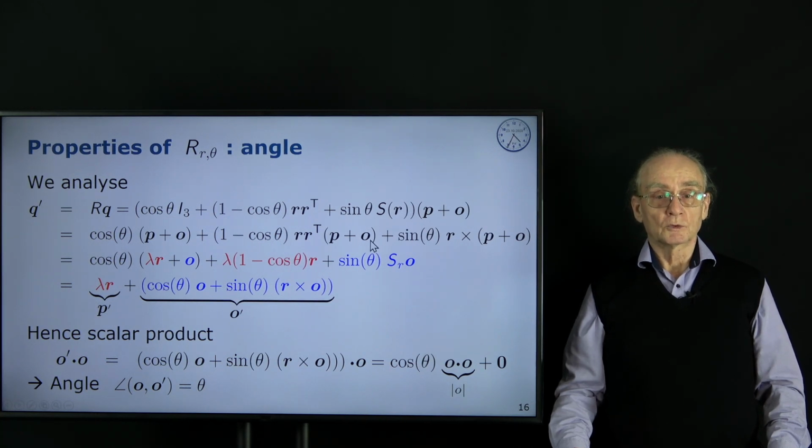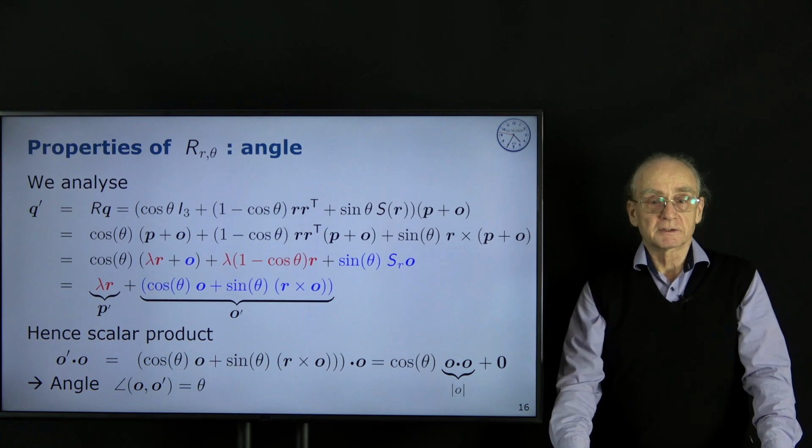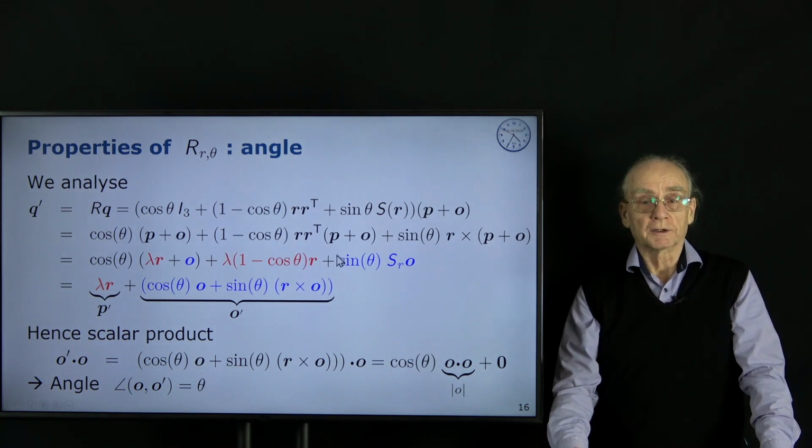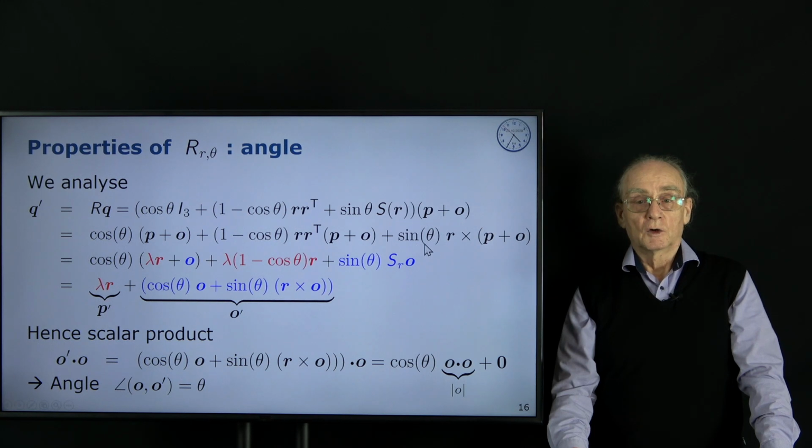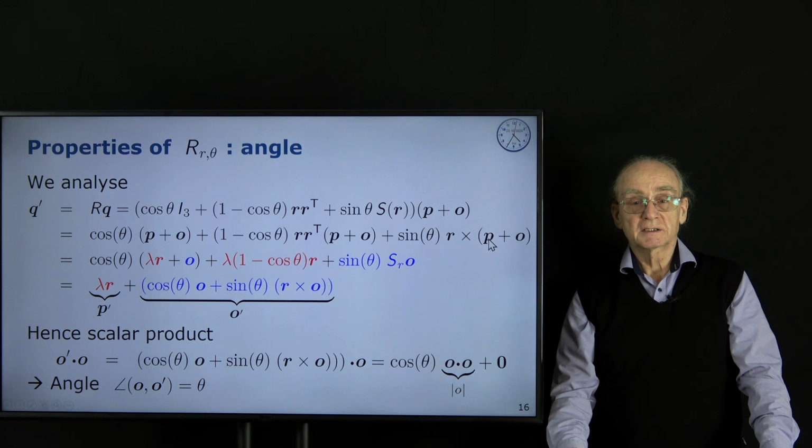Now what is with the o term? The o term is orthogonal to the rotation axis. That means r transposed o is the dot product of two orthogonal vectors. That means this is 0. So we have no part with the o here. But we of course have an o part here, which is actually the cross product of S with o, because p is parallel to r. That means the cross product of r and p is 0. So we have a reduced expression here.